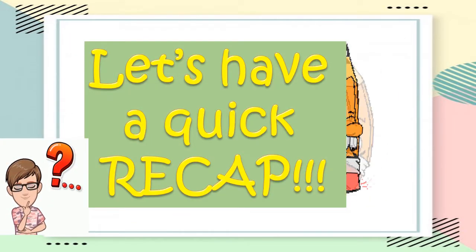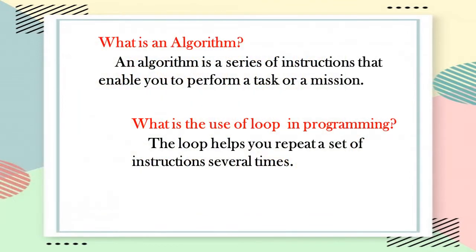Now let's have a quick recap of the previous lesson. What do you mean again by algorithm? When we say algorithm, it is a series of instructions that enable you to perform a task or a mission. And what is the use of a loop in programming? The loop helps you repeat a set of instructions several times.